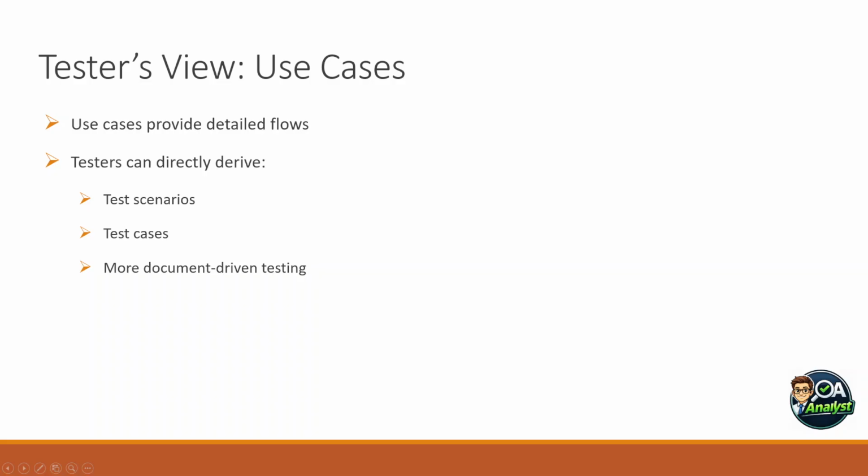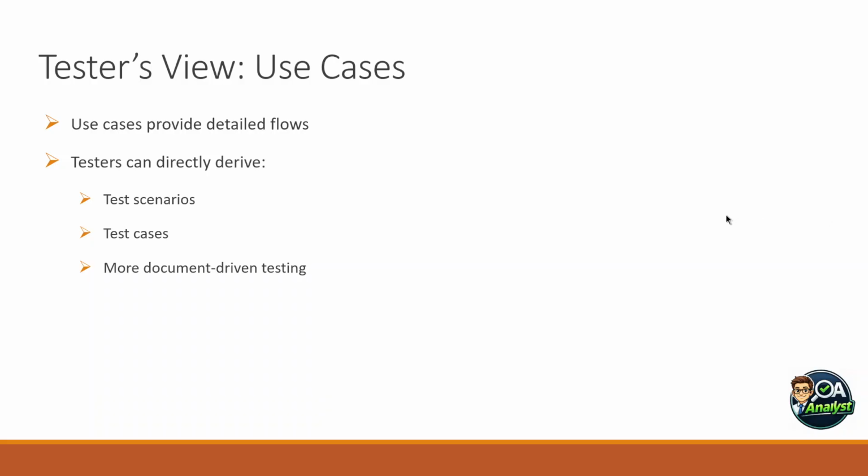In traditional projects, testers heavily rely on use cases. Use cases already contain flows, conditions, and system behavior. So testers can directly convert each flow into test scenarios and each condition into test cases. Testing becomes more document driven in traditional approaches.